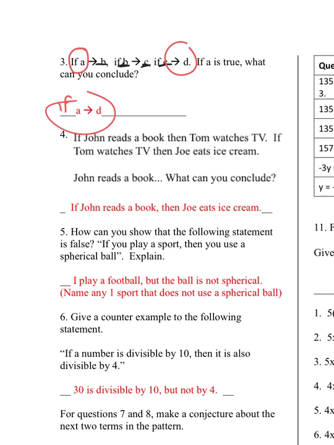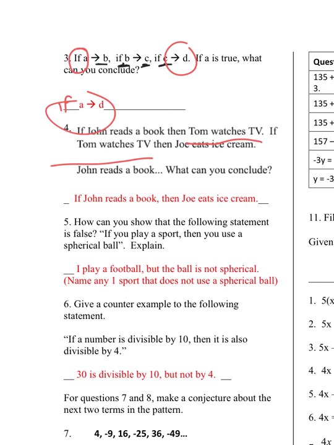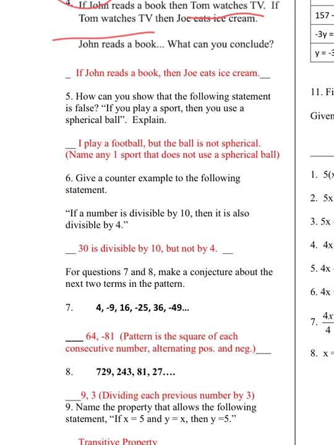4, this is a written version of the syllogism. If John reads a book, then Tom watches TV. If Tom watches TV, then Joe eats ice cream. Again, conclusion becomes hypothesis, but this was just 2 statements. One leads to the other. So if the first thing, if John reads a book, what do you conclude? Joe eats ice cream. If you just write Joe eats ice cream, that's fine, because the idea is you already have the hypothesis happening. I just rewrote it as if then to write it out correctly.